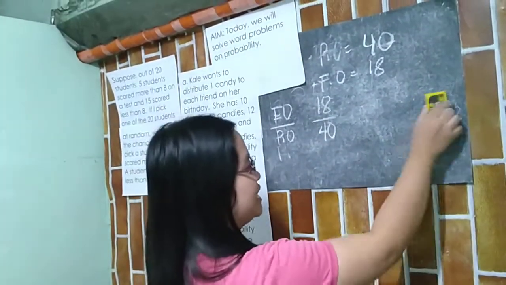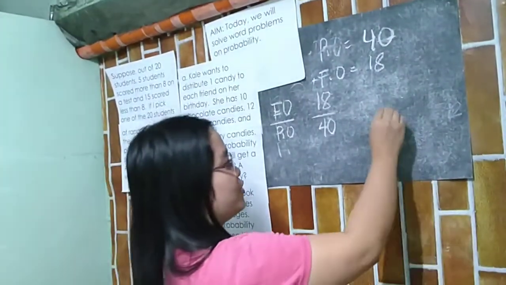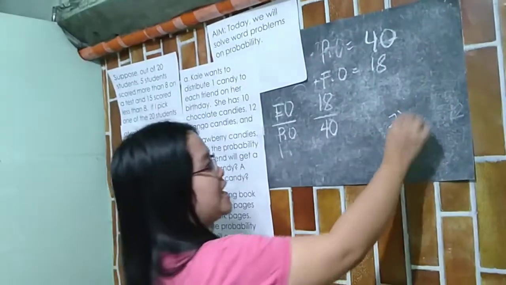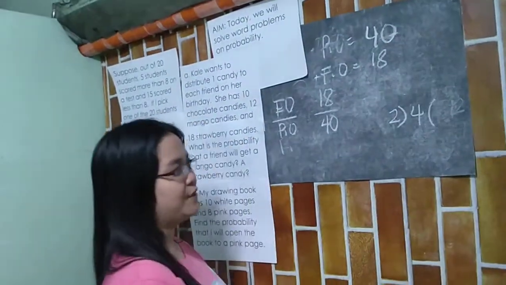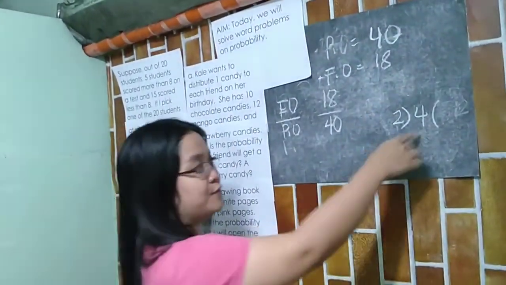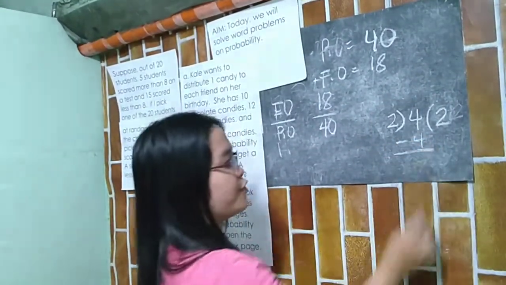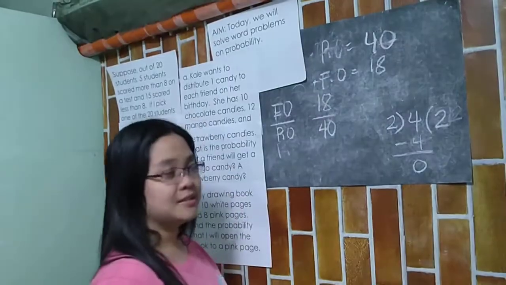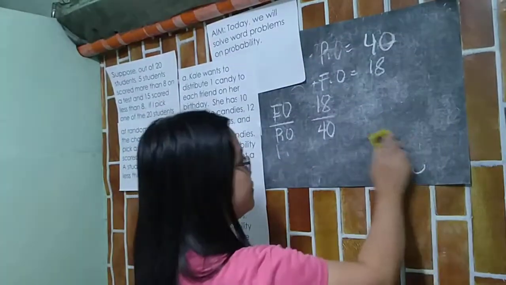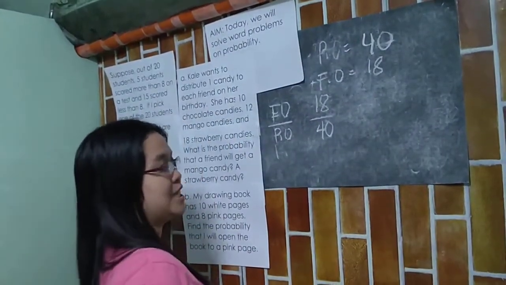So, it's not yet done. Let's use 2 as our new divisor and 4 as our new dividend. How many 2s are there in 4? So, 2. 2 times 2 is 4. 4 minus 4 is 0. So, our GCF for numbers 18 and 40 is 2.